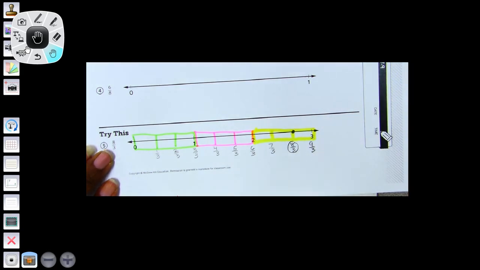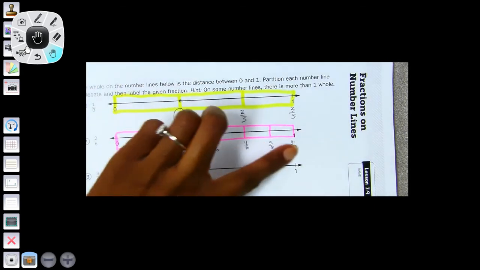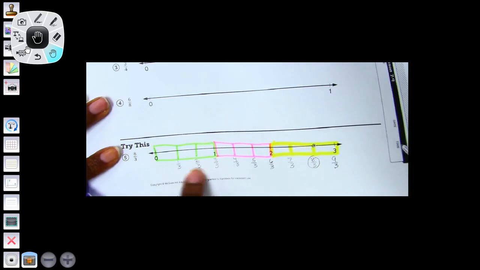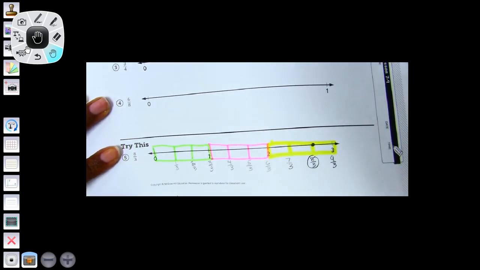Do you notice how this whole is much smaller than the pink whole? The pink whole takes up the entire number line. The green whole right here does not. Okay? So boys and girls, this is how you locate fractions on a number line.